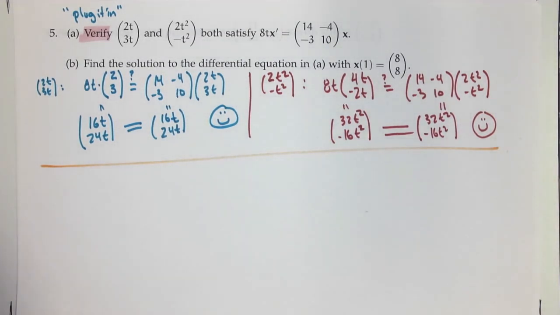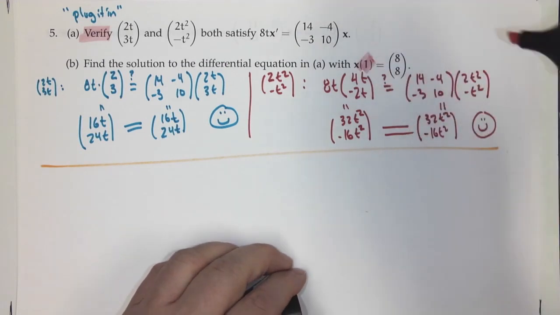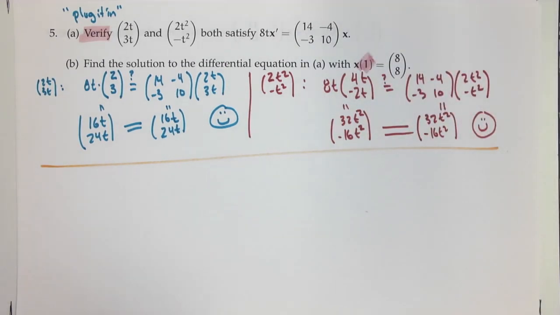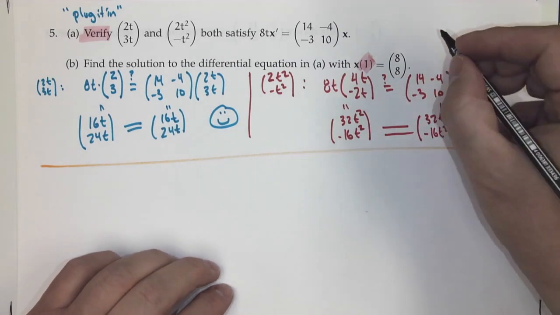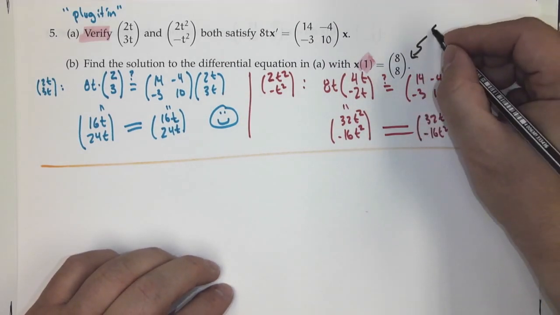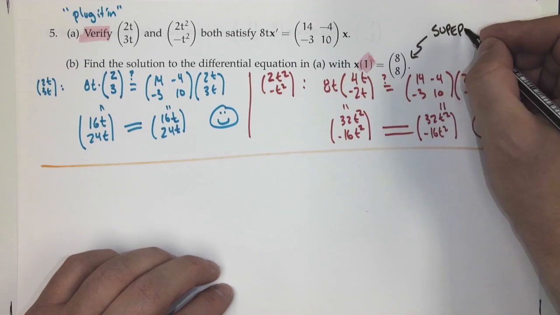Part B. Find the solution to the differential equation in part A with x of 1 equals (8, 8). So we have some initial conditions here. Of course, a little bit interesting is the fact that we're doing it at time 1, because usually we do it at time 0, but that's no problem. And this part right here is testing us on one idea, which is superposition.